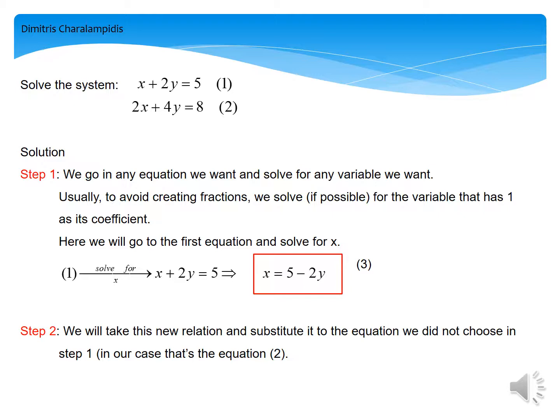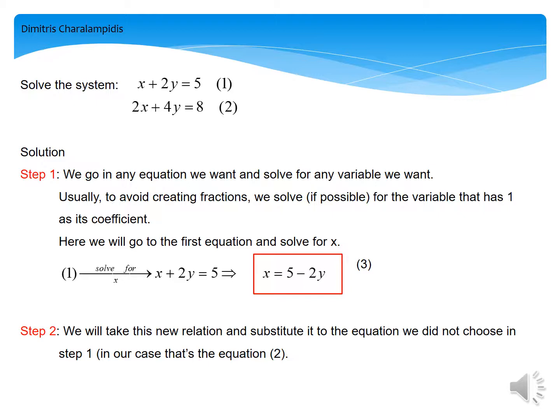In step 1, we go to any equation we want and solve for any variable we want. It's up to us to decide. But usually, to avoid creating fractions, we solve, if that's possible, for the variable that has 1 as its coefficient. Here, we can go to the first equation and simply solve for x.